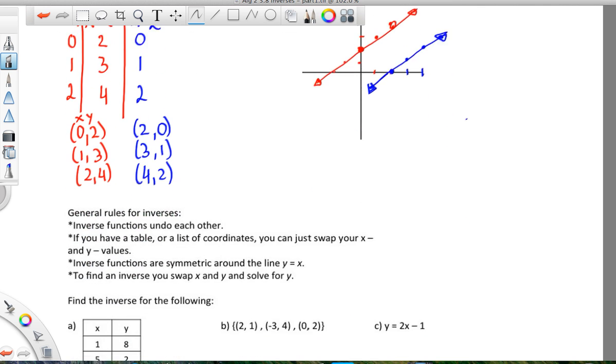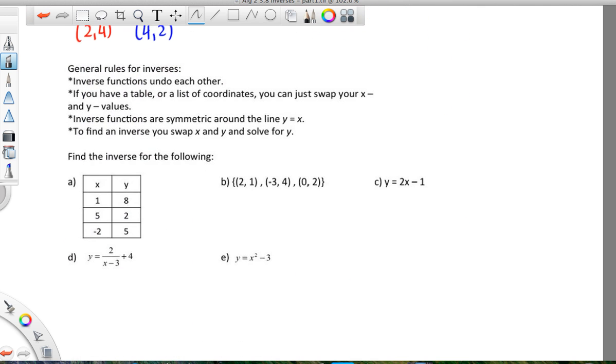Let's continue with that just a little bit. In general, inverses undo each other. If you have a table or a list of coordinates, you can just swap your x and y values. So if that's the original function, then the inverse for this function would be swap x's and y's. So 1, 8 becomes 8, 1. 5, 2 becomes 2, 5. And negative 2, 5 becomes 5, negative 2. Same thing here. That's an x and that's a y. So the inverse of this function would look like this. Just keep swapping x's and y's.